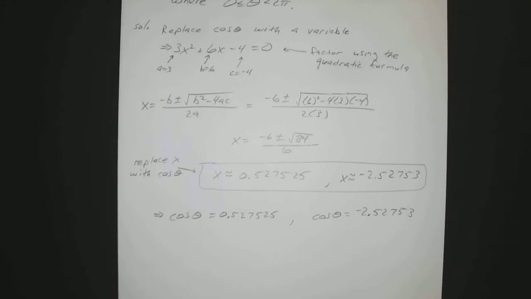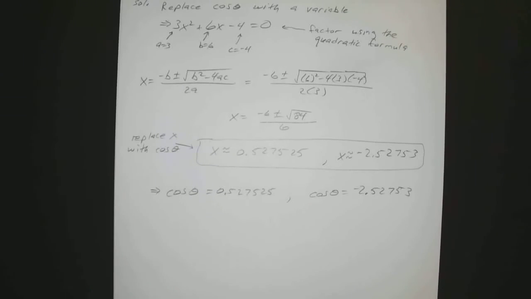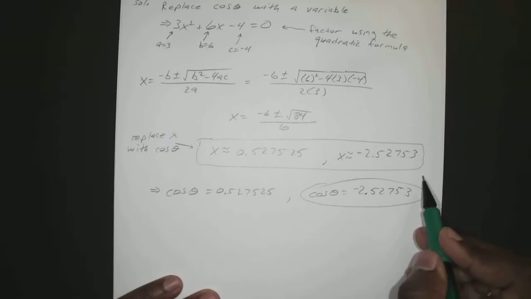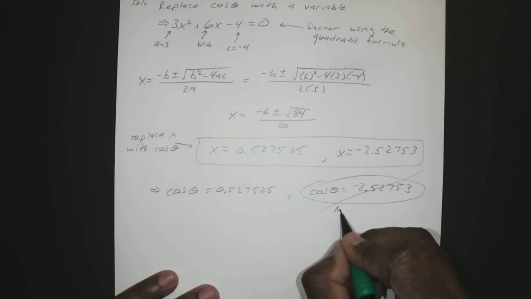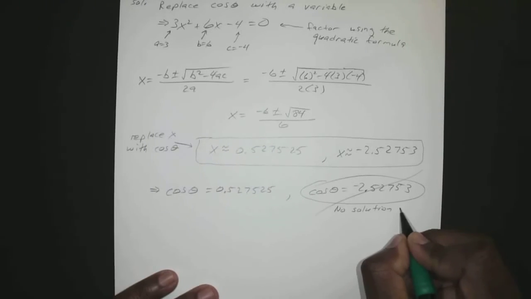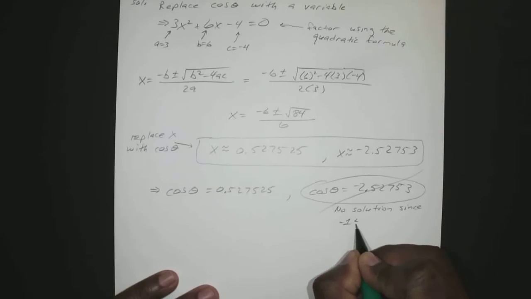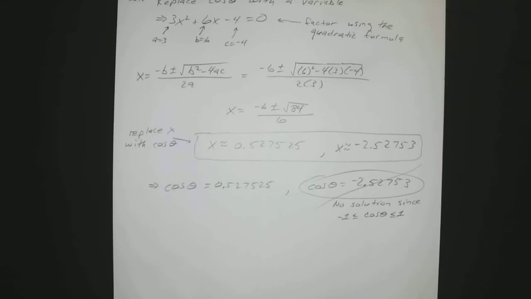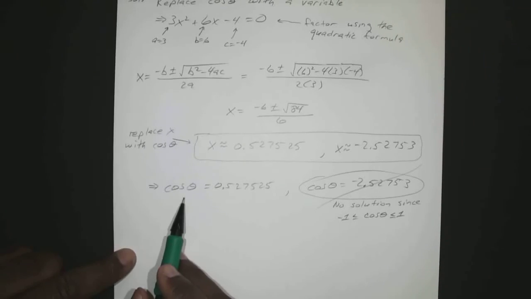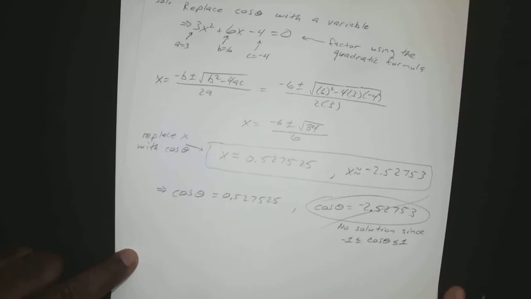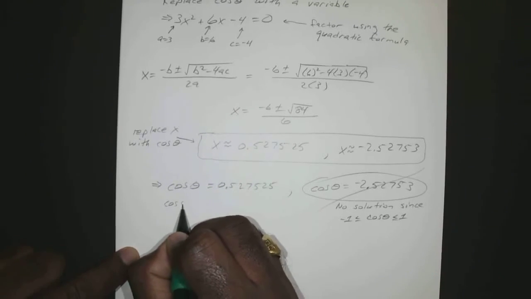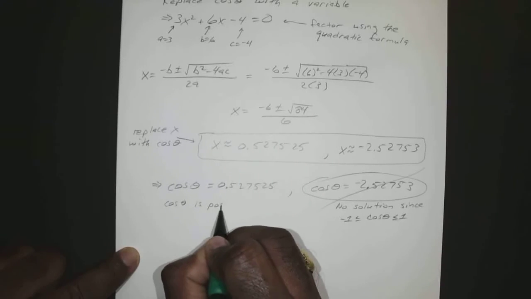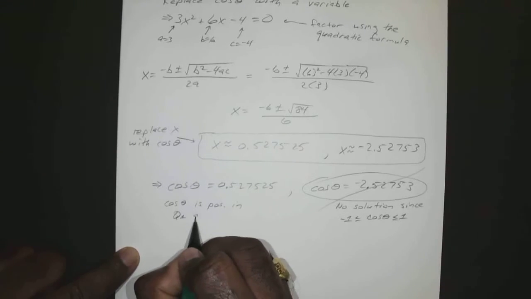Okay, so what's the first thing that jumps out at you? One of those should disappear. Yep, because it's out of our range of -1 and 1. So that one automatically, you don't even have to bother with it. So it's no solution since cosine of theta has to be between -1 and 1. Now here we know cosine theta is positive. Okay, so we came out with a positive answer, so we know cosine of theta is positive in quadrant 1 and quadrant 4.